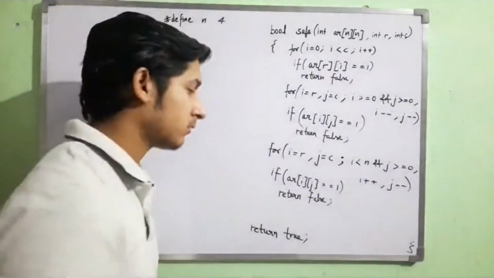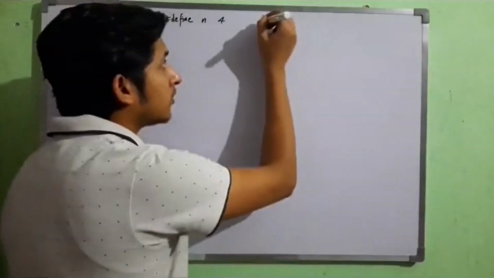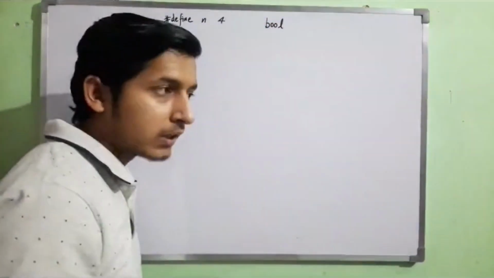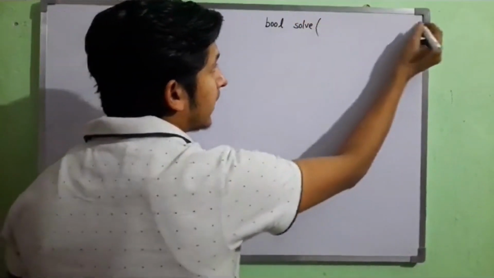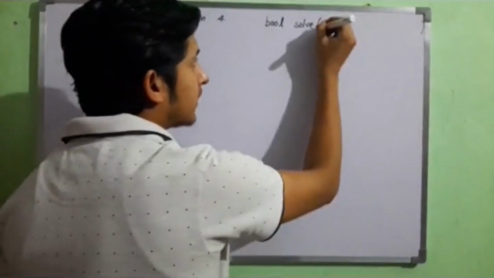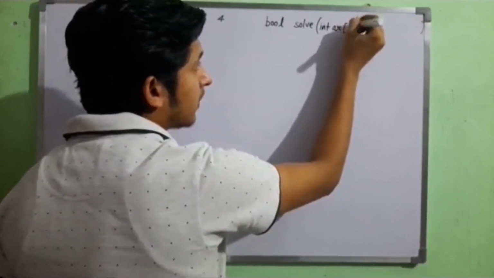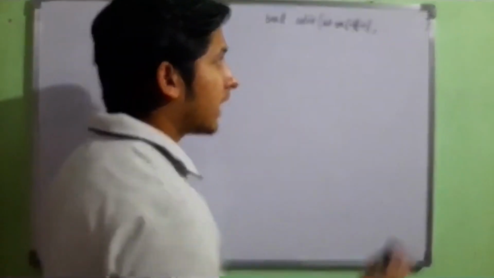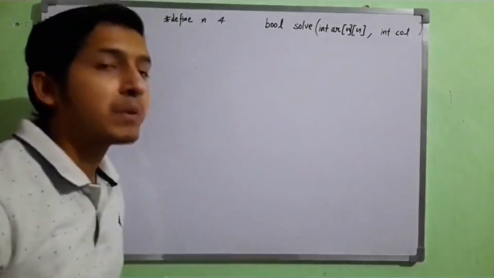Next function, solve function. So this function will have return type boolean because it will return true if I can find a solution and false if I can't find a solution. So boolean solve, it will have firstly the array, obviously, and that's of size n. Apart from this, I am to have the column, in which column I am to place the next queen.